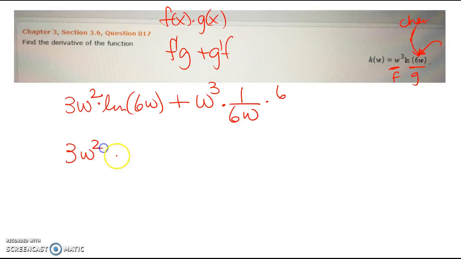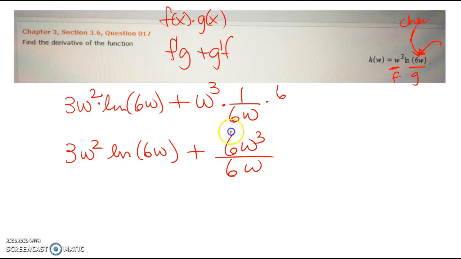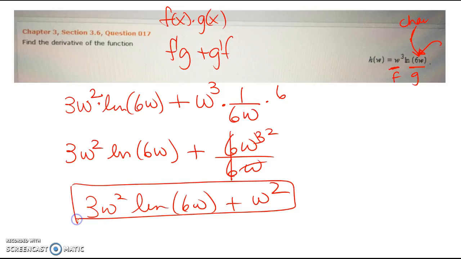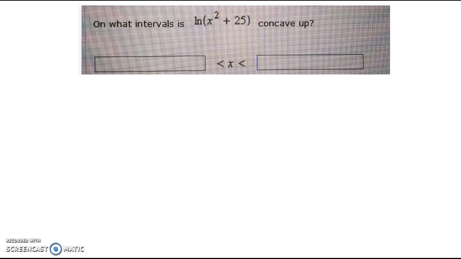So 3w squared natural log of 6w plus 6w cubed over 6w. So we have a little bit of simplification to do here, don't we? So it should be 3w squared natural log of 6w, making sure I get the same answer, plus w squared. If you want, you can factor out a w squared, but I don't think you need to. So, product rule and chain rule.